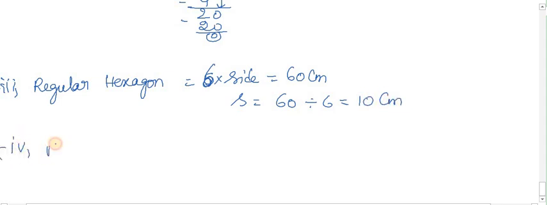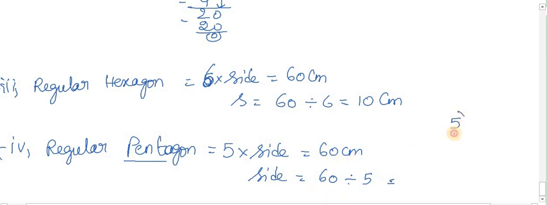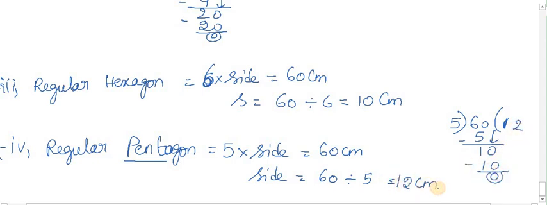And now he has given a regular pentagon. So pentagon means how many sides? Penta means 5 sides. So 5 into side is equal to 60 centimeters, and side is equal to 60 divided by 5. As you already know, if it is in multiplication and it goes to the opposite side, it will become division. So we will see 5 table, 60, 1 will come. 5 ones are 5, 6 minus 5 is 1 and 0 will come down. 5 twos are 10. So this is your answer, 12 centimeters.